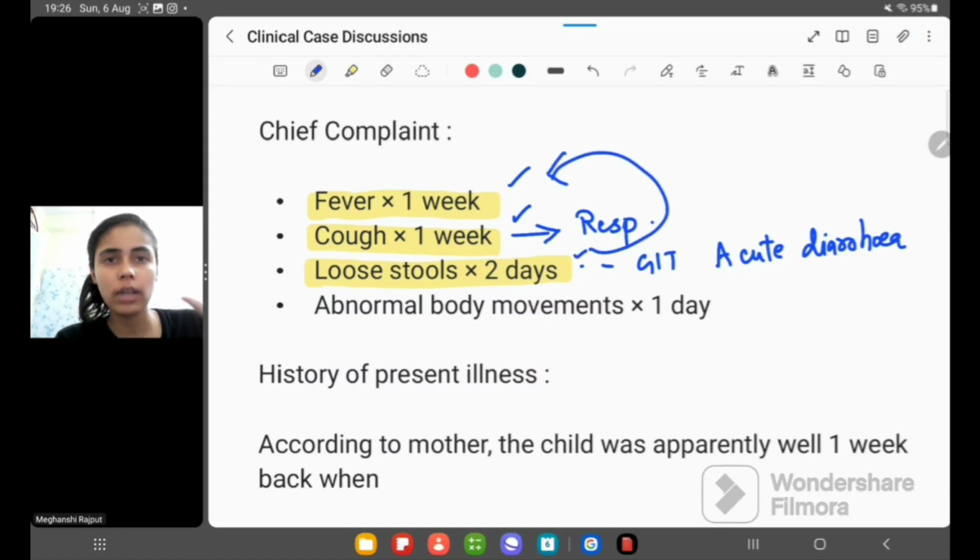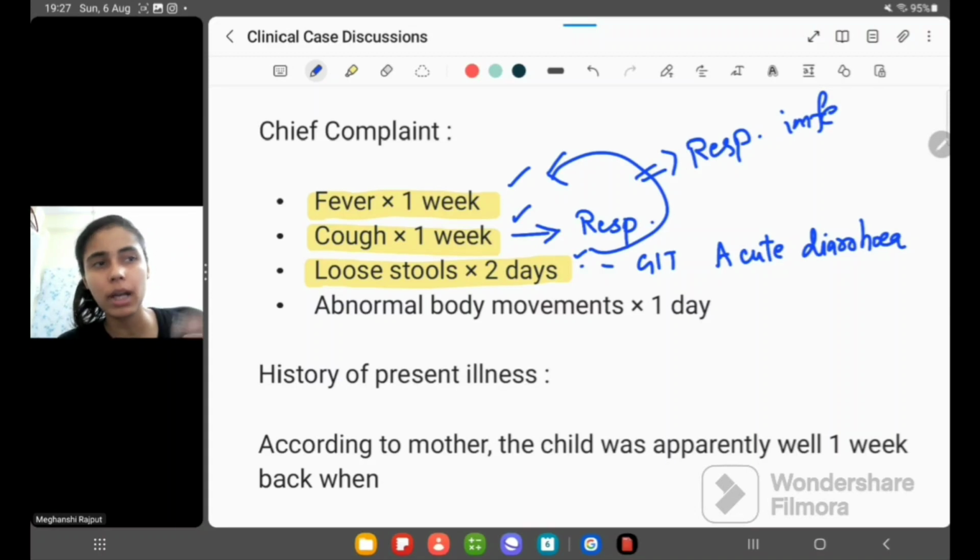So more likely, the fever and cough going on from the past 1 week would be a RESP case, and since there is a fever, I might think of an infective etiology which has led to this loose stool as an associated symptom rather than itself being the pathology. Sometimes in RESP cases, we do get a complaint of loose stools in children.